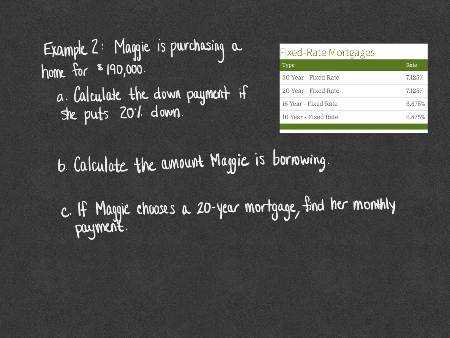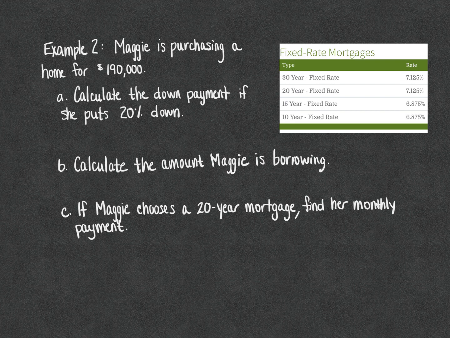All right, in example 2, we are again going to be using the mortgage rates that are current based on September of 2023. So the first thing we're going to do is calculate a down payment. Maggie is buying a home for $190,000. When you put down a down payment, you are paying a portion of the money that you're going to buy the house for right away. You're paying that up front.